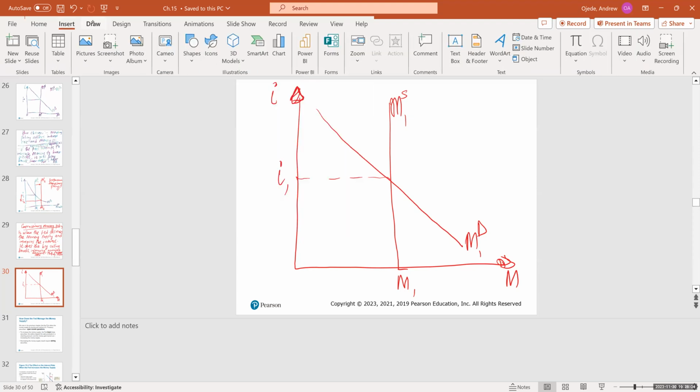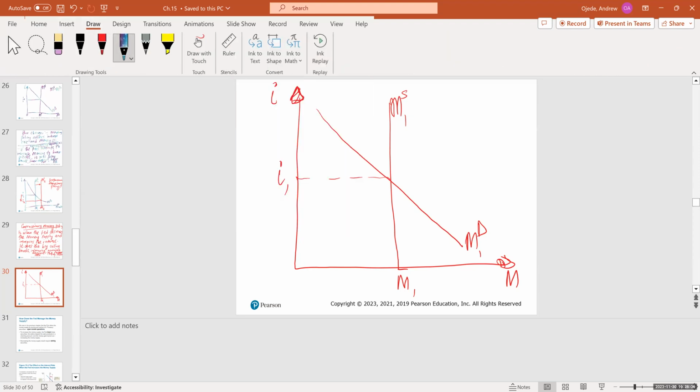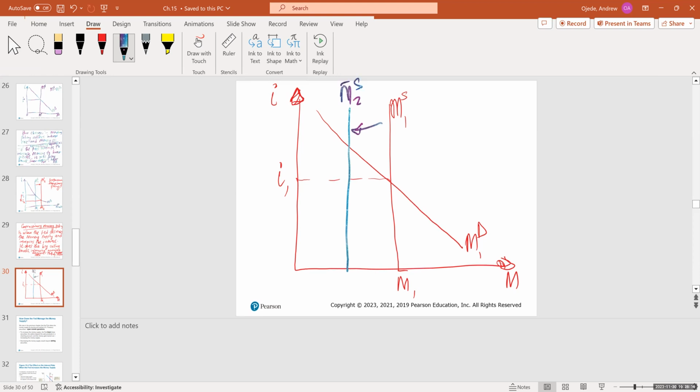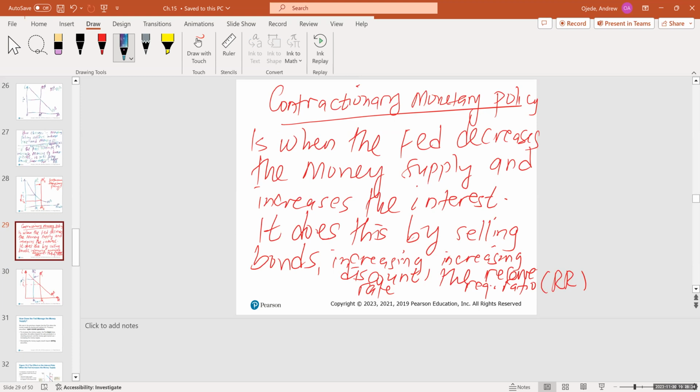So the Fed might decide to, as we described, decrease the money supply. That means they're going to shift this curve to the left. The money supply falls to M2S. So then the new equilibrium is going to be where the new line intersects the money demand line. That's going to lead to an increase in interest rate and a decrease in what? Money supply. So that's why we call it contractionary monetary policy. It is when the Fed decreases money supply and increases interest rates.